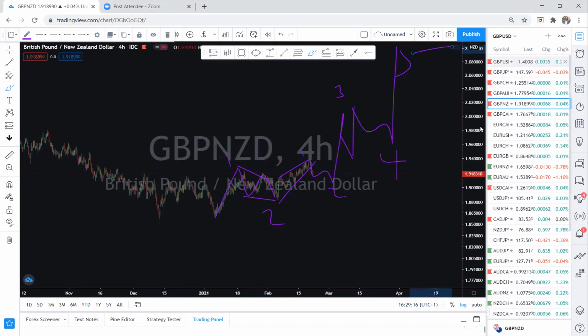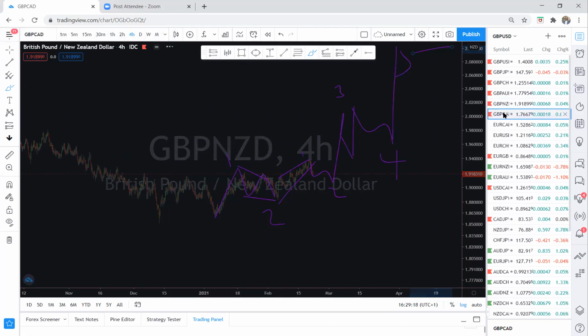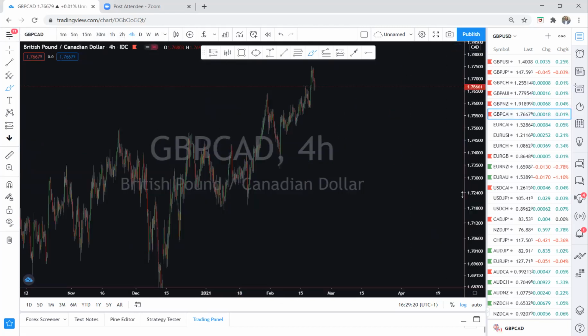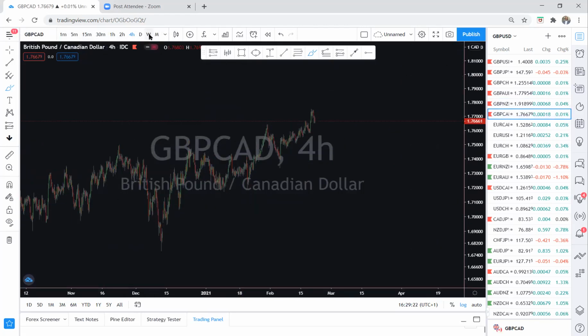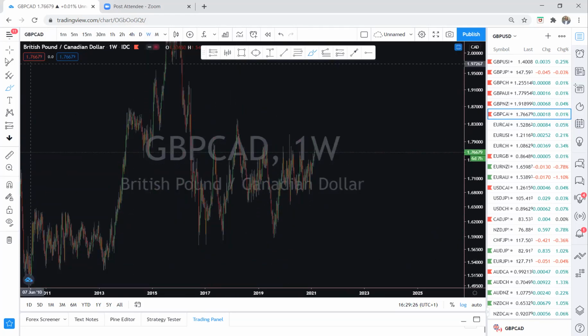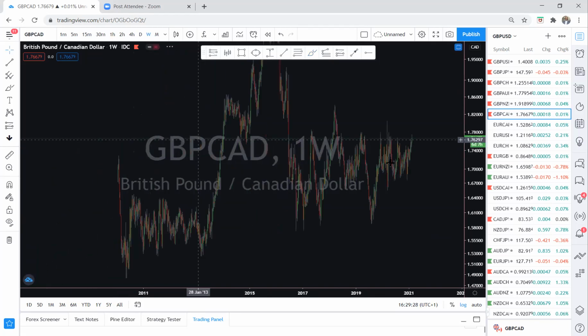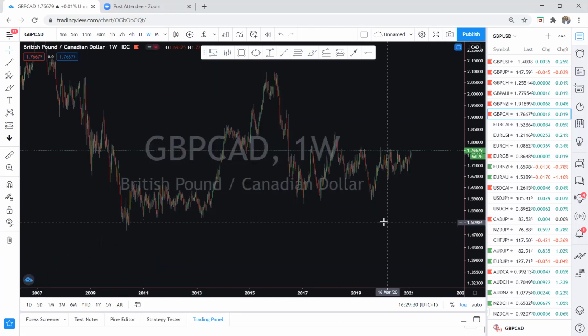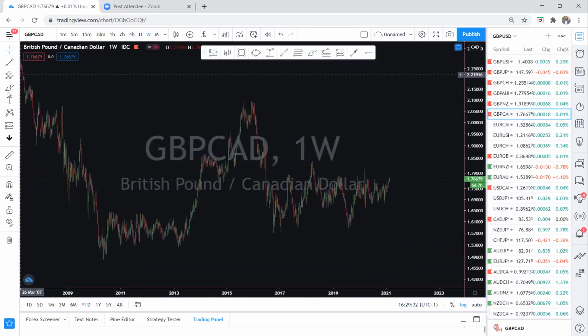Okay, now let's move to GBP card. All right, GBP card weekly. This is a clear structure that we have identified. We are already trading GBP card right now. Okay, we have spotted a beautiful move to the downside.